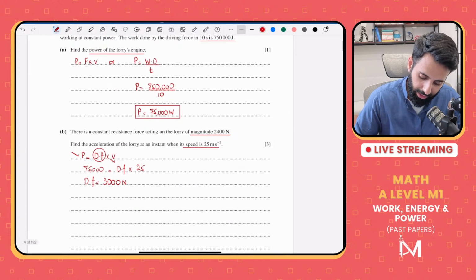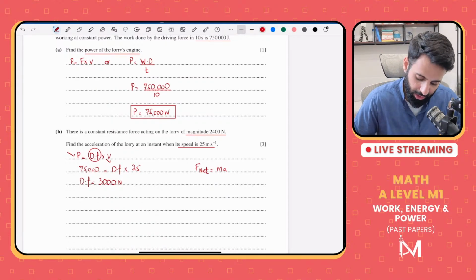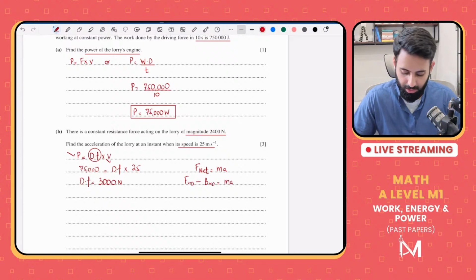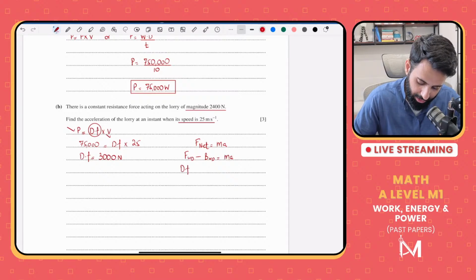Now, before I can calculate the acceleration, the formula that we have to use is F net is equal to mass times acceleration. Now, what's F net? F net is basically all the forces acting in the direction the object is moving minus all the forces acting in the opposite direction, which is equal to mass into acceleration. Now, there's only one forward force, which is the driving force. Okay, and there's only one backward force, which is the resistance force, and that's equal to mass times acceleration.